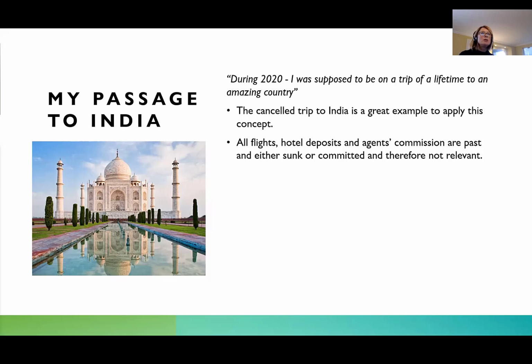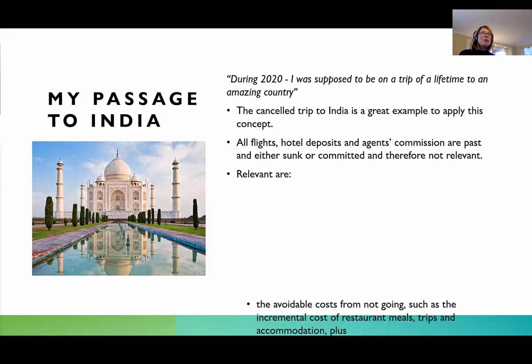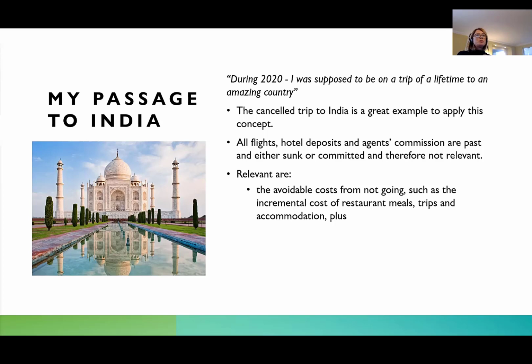or not to India. But what is relevant now is the avoidable costs for not going, such as the incremental costs of restaurant meals, trips, and accommodation. I don't have to pay that if I don't go.